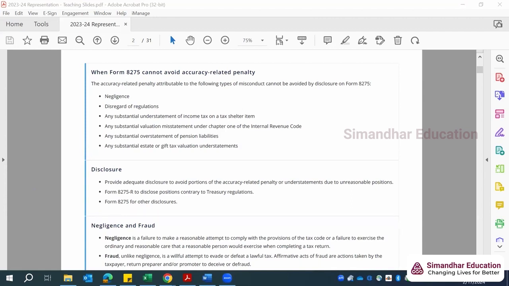Understatement means that you are not paying your taxes on the actual income. You have understated that income by doing tax shelter transactions. So then also you can be assessed with an accuracy related penalty if there is a valuation misstatement. Now, what do we understand by valuation misstatement?